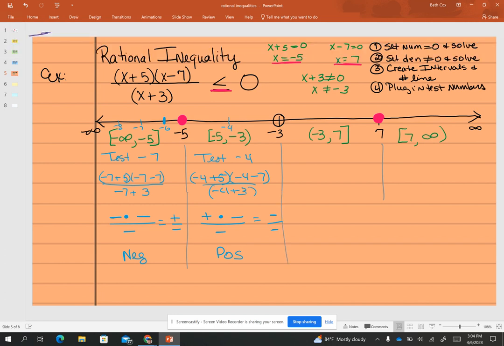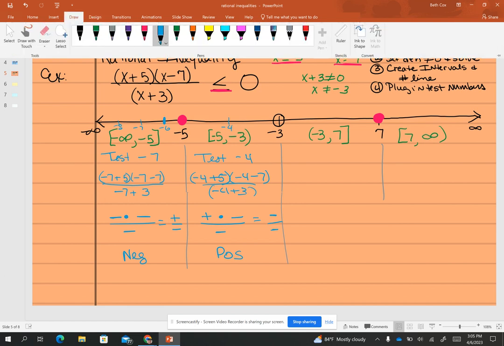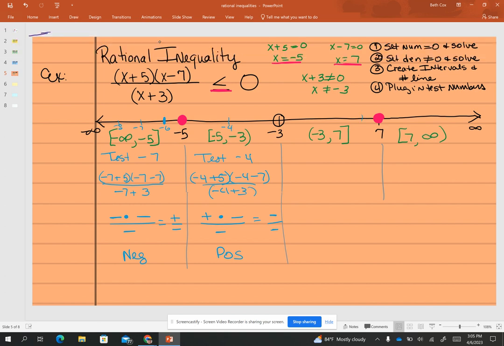All right, I've got to test another number. We got 2 more to go, 2 down, 2 to go. So now what am I going to plug in? Let's see, what do we have between negative 3 and 7? That's 7, that's 6, 5, 4, 3, 2, 1, 0. I could plug in 0. Would you like to plug in 0? Sure, let's plug in 0. So that's 0 plus 5, 0 minus 7, and 0 plus 3. I could do the numbers if I wanted to. This is going to give me a positive 5, and negative 7, positive 3. So I have a negative divided by a positive, which is going to be a negative.